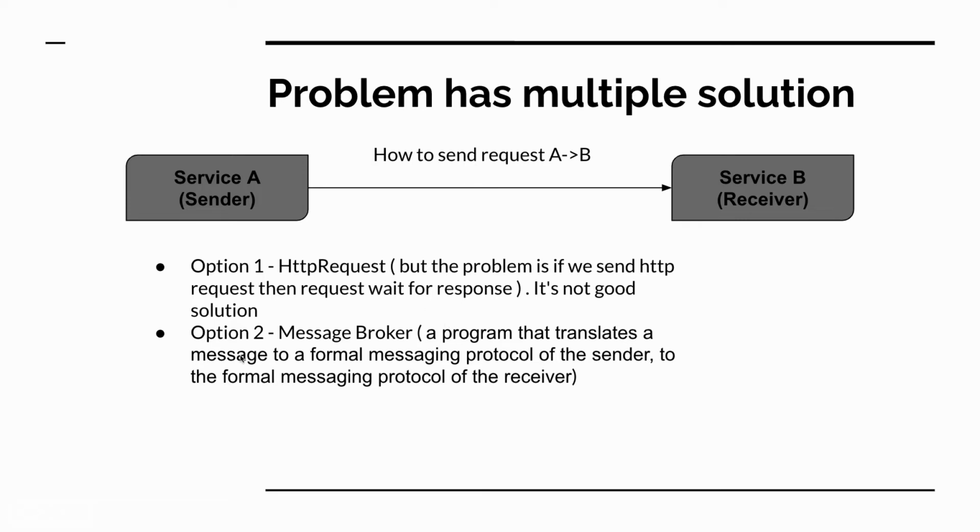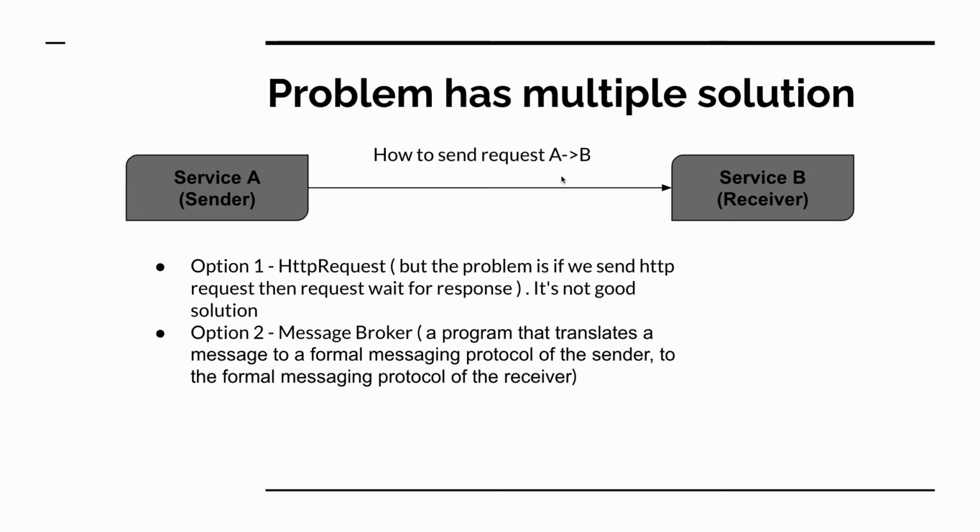Option 2, message broker: a program that translates a message from the formal messaging protocol of the sender to the formal messaging protocol of the receiver. So with a message broker, you send a request for your receiver application, but do not wait for it. The message broker first gets the request from the sender application, and it knows who is waiting for the response. Then it sends the request to the receiver application.